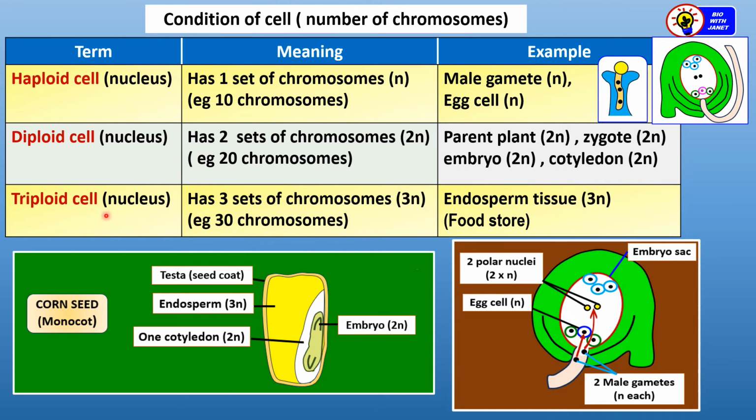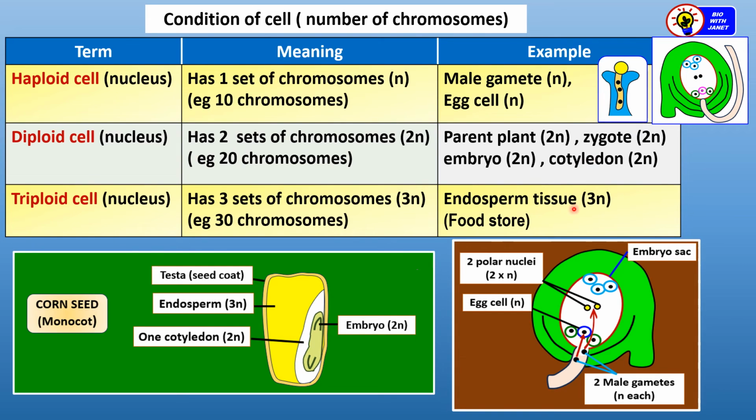Then we come to the term triploid cell. It has three sets of chromosomes, 3n, in the cell, in each cell. For example, if the haploid cell has 10 chromosomes, then the triploid cell will have 3 times 10, 30 chromosomes, 3 sets of chromosomes. All right, now how to get 3 sets of chromosomes? The triploid cell is produced when the two polar nuclei here fuse with one male gamete. Okay, so the male gamete will contribute 1 set of chromosomes, then the two polar nuclei will contribute 2 sets of chromosomes altogether. Okay, so altogether the total is 3 sets of chromosomes, to form the triploid cell.